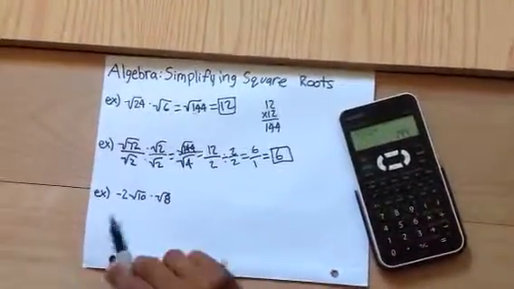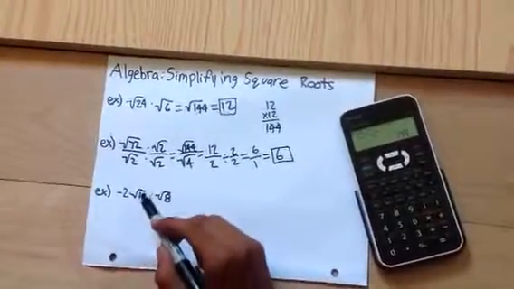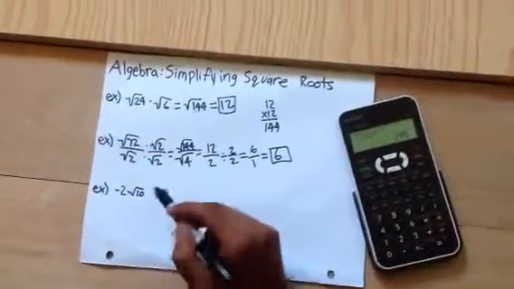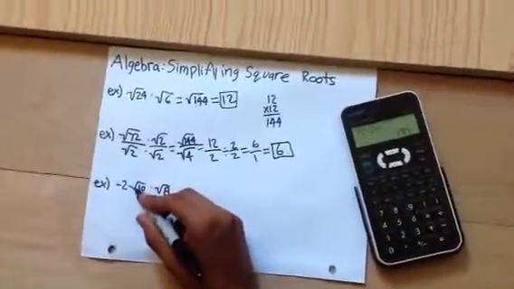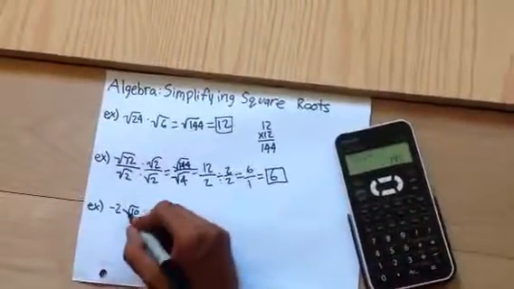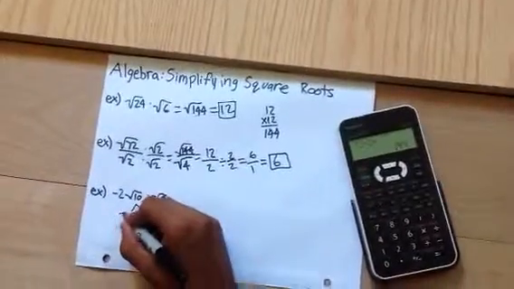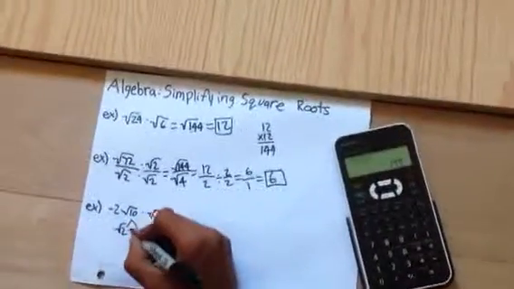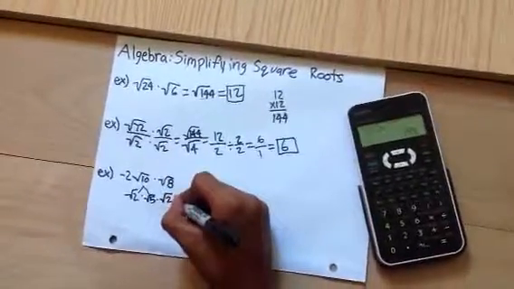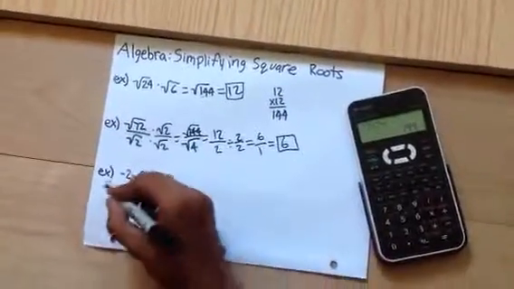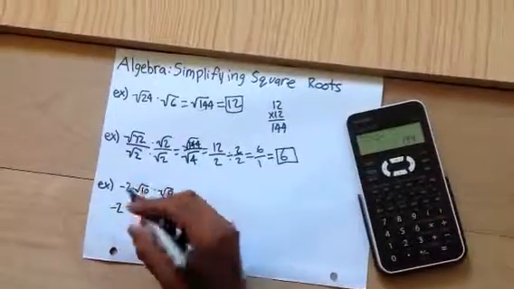Now for the last problem. Negative 2 times square root 10 times square root 8. The first thing you're going to need to do is create a factor tree for square root 10 and square root 8. So this would be square root 2 times square root 5 times square root 2 times square root 4. Bring down the negative 2.